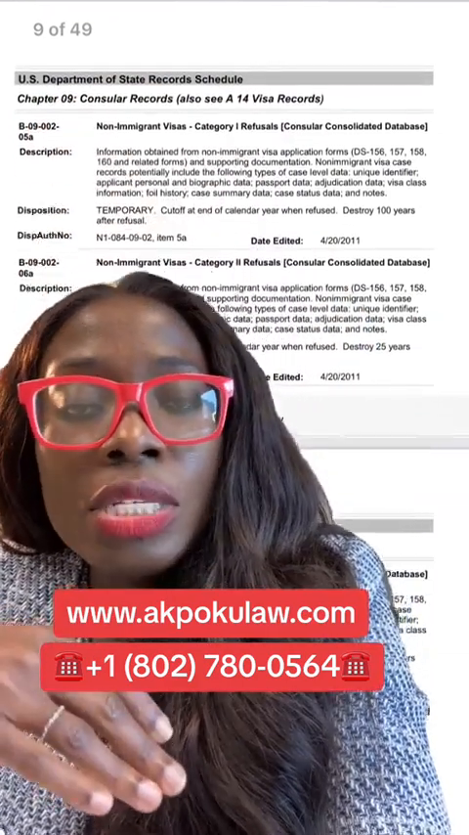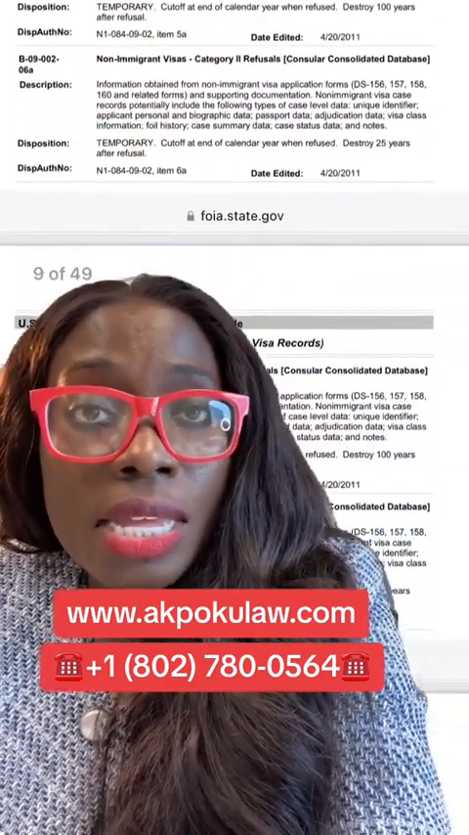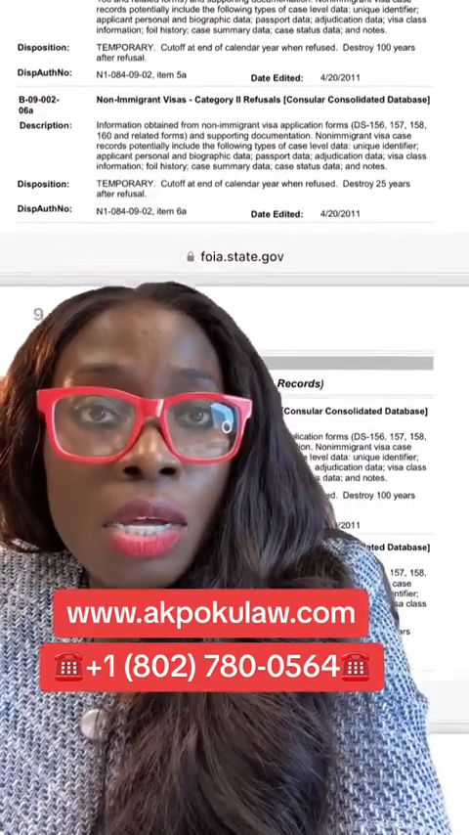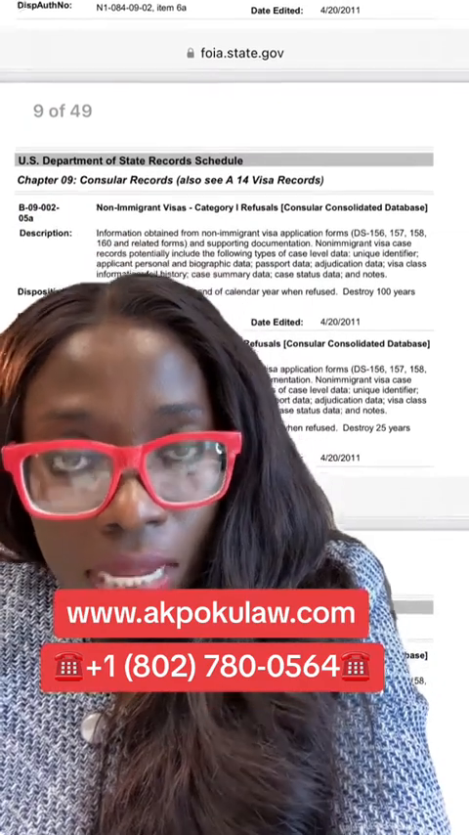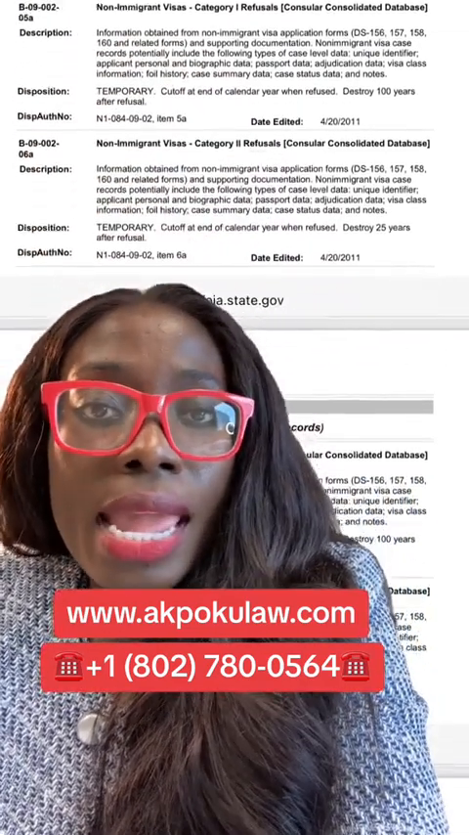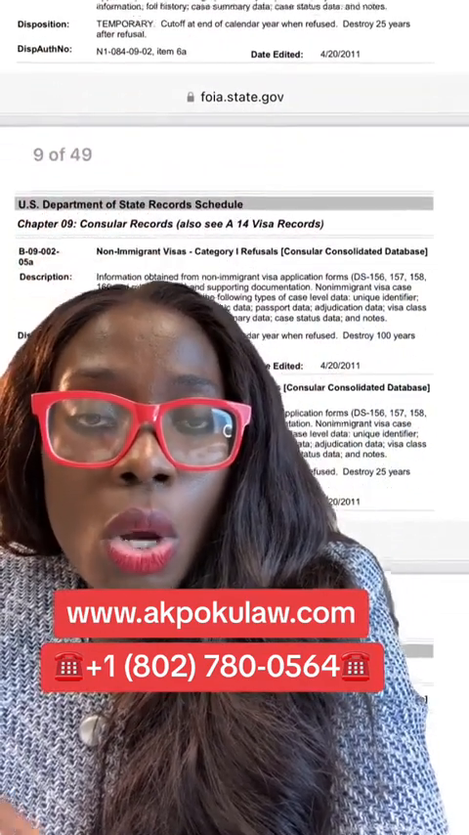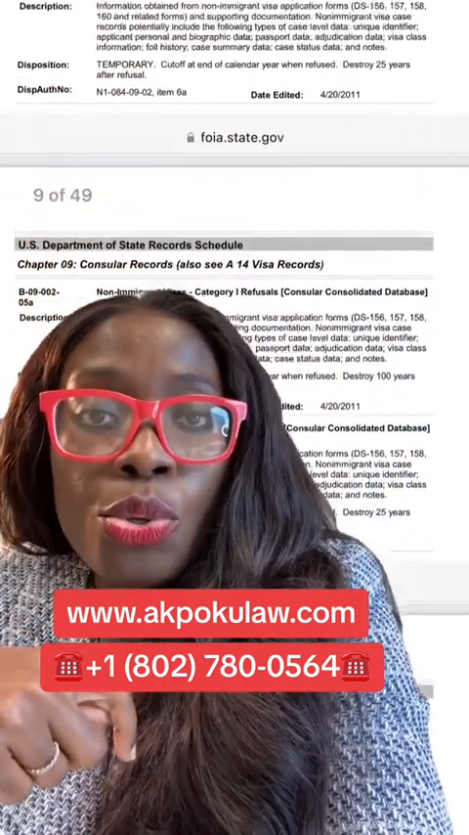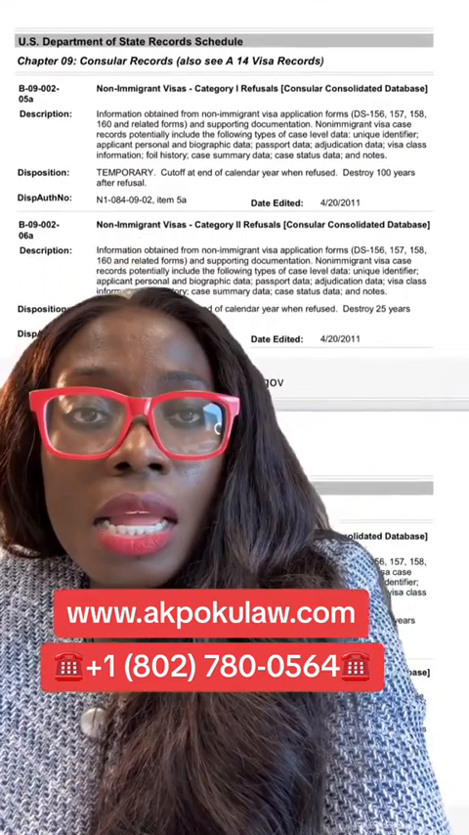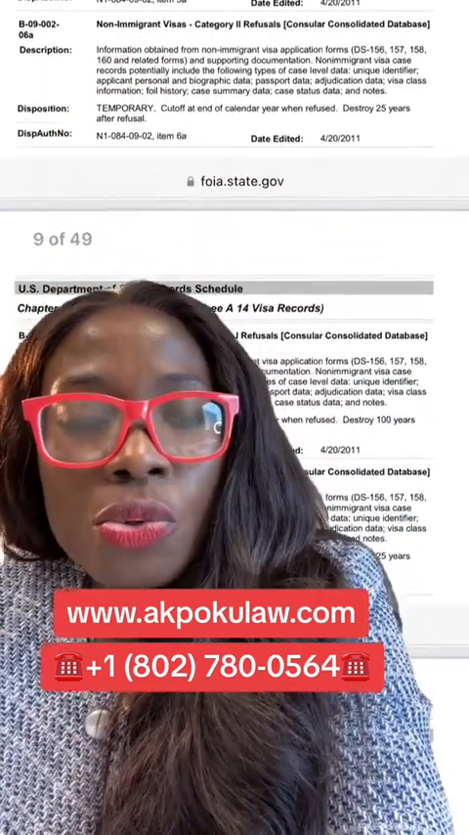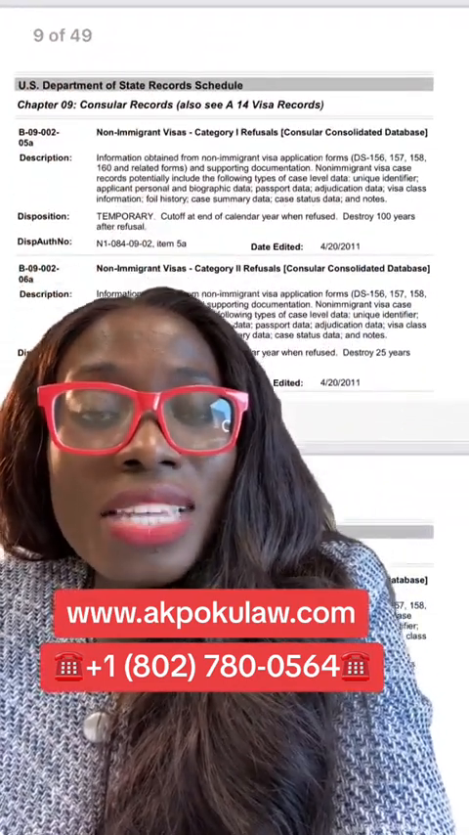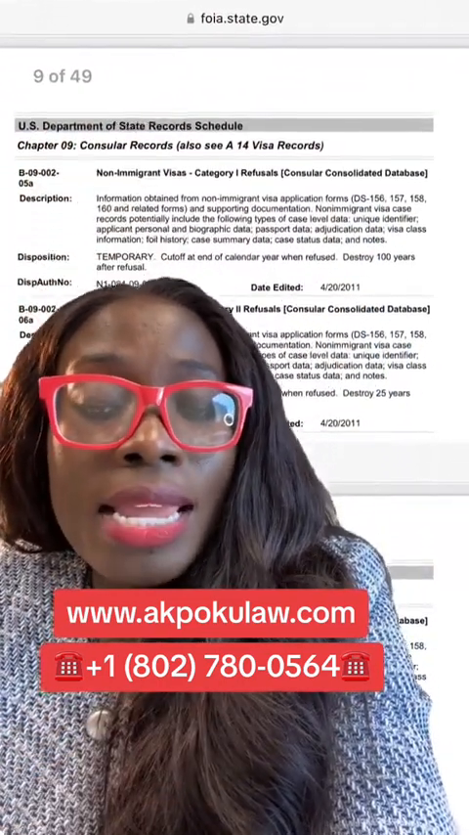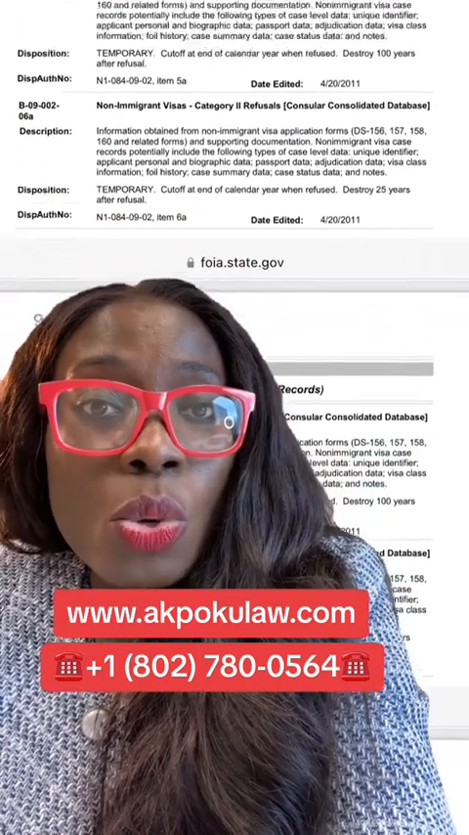Okay, and this file was obtained from the U.S. government's database, and it's about 49 pages long, and there's information about even when you withdraw or you abandon your visa application, how long all those records should be kept, some up to 75 years. But generally, I just wanted to show you that they destroy some records only after 100 years.